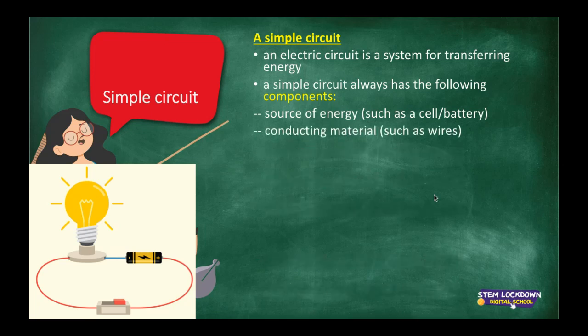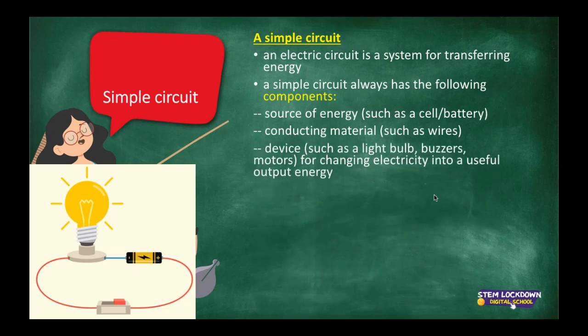It needs to have a conducting material like a wire. So just like in the picture that you see on the bottom left, there's a cell, the battery. There's a wire, which is just the red wire. All right. And lastly, a device. This could be a light bulb, a buzzer, or motors for changing electricity into useful output energy.